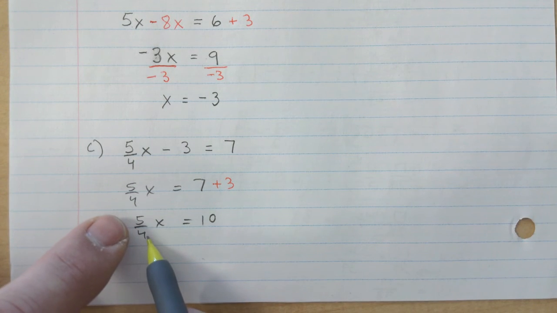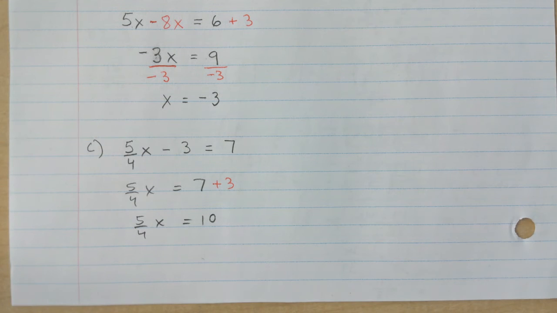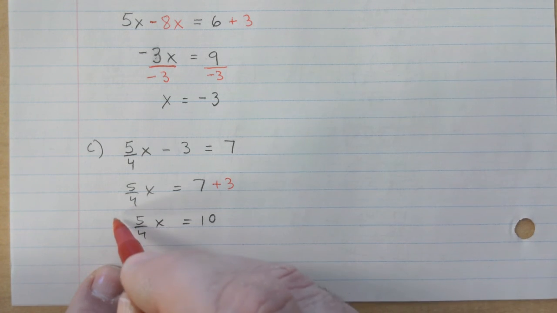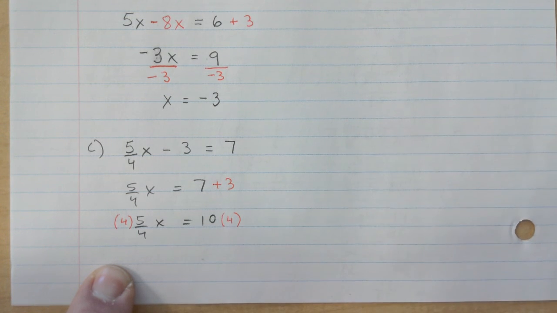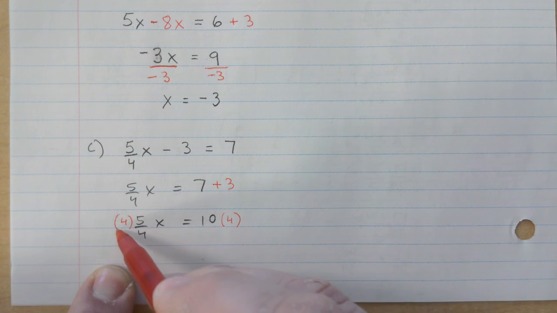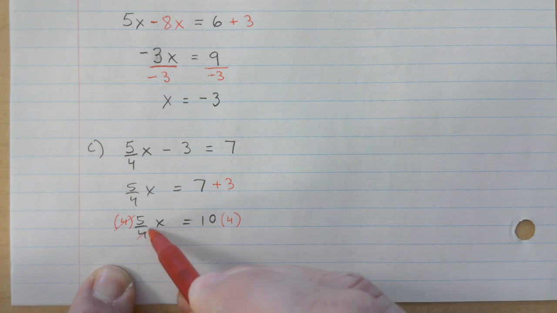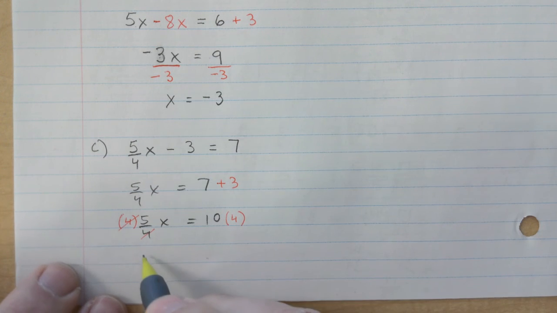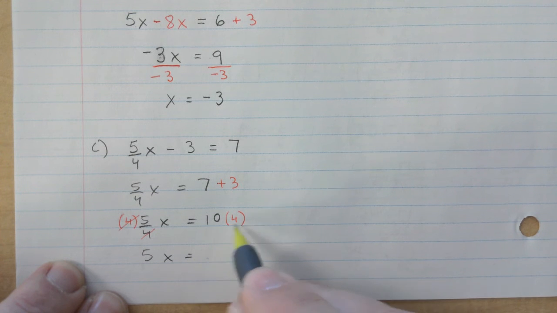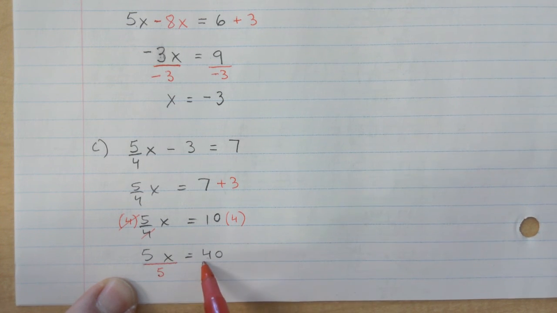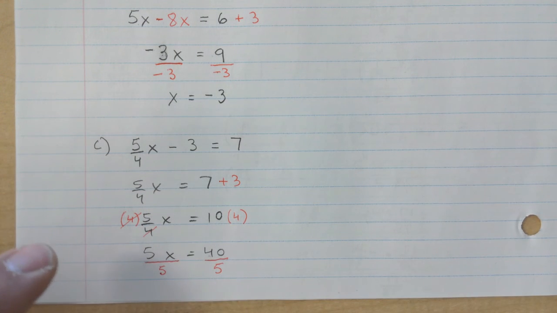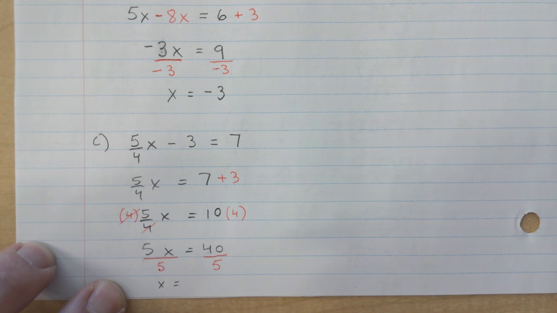And now you need to deal with this one at a time. I usually deal with the denominator first. So I'm going to multiply this by 4 on this side, and I'm going to do the same thing to the other side. Right? And so what happens here is these two cancel out like that. So you end up with 5x is equal to 10 times 4 is 40. And now you deal with the 5 that's multiplying. You divide by 5. You divide by 5. And x is equal to 8. There we go.